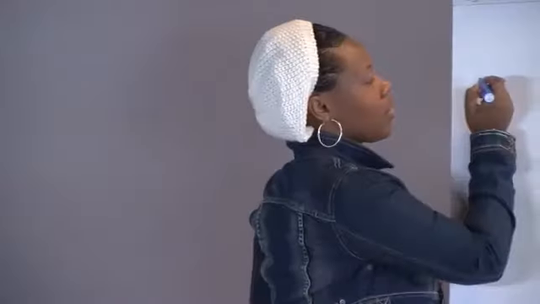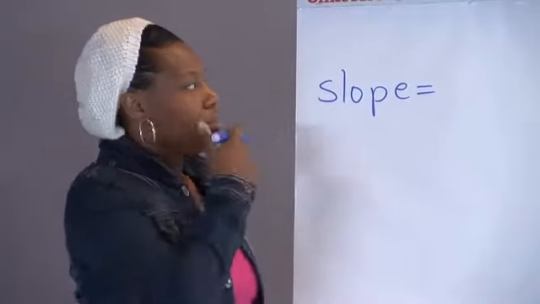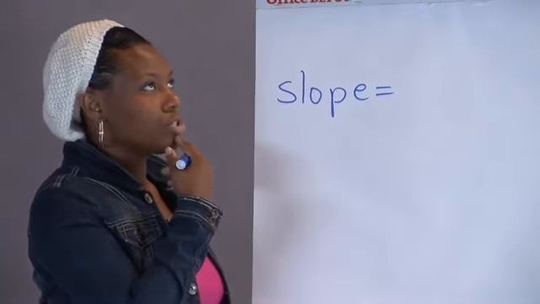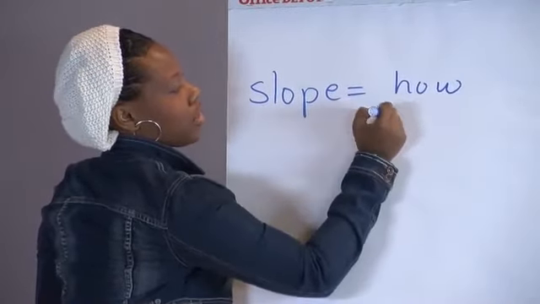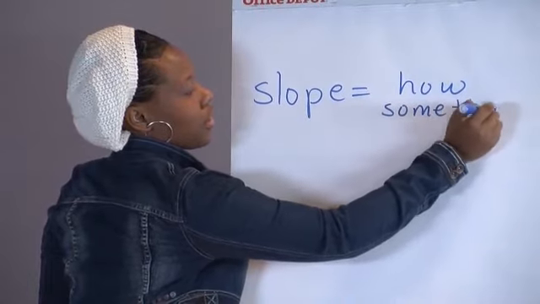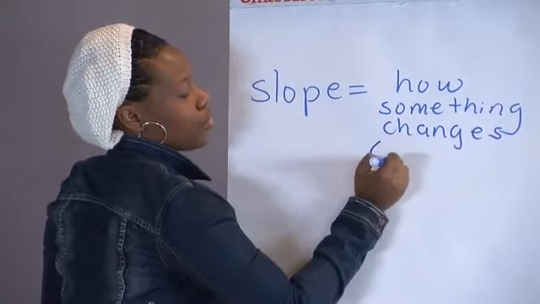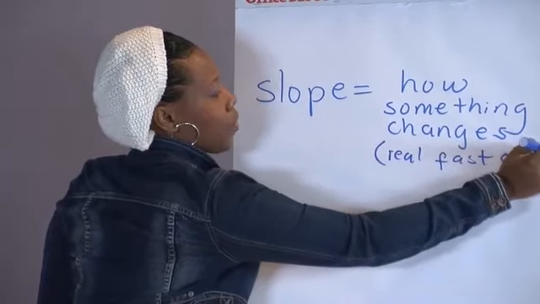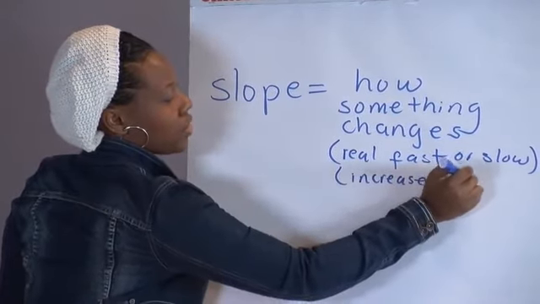Okay? First thing I think I would say, what is the meaning of slope? So, in so many words, not using the fancy mathematical terms, I would probably say it's how something changes. It can change real fast, or slow. It can increase or decrease.